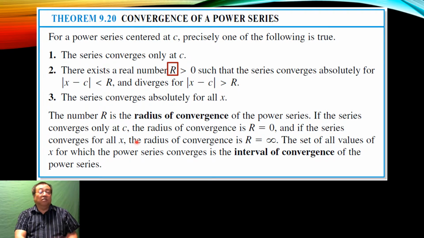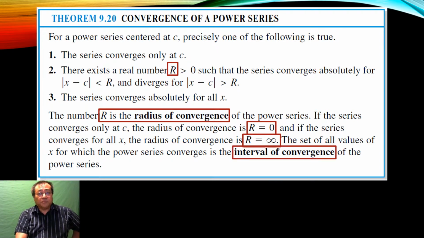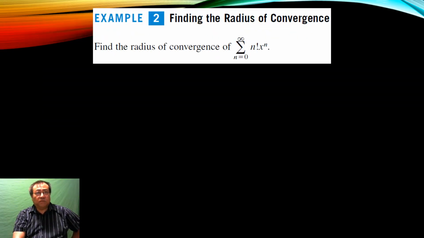So, this is me emphasizing: R is the radius of convergence, and you can have a radius of 0, and you can have an infinite radius. So you can have a numerical radius, a 0 radius, or an infinite radius. All right, let's look at our first example for finding the radius of convergence.